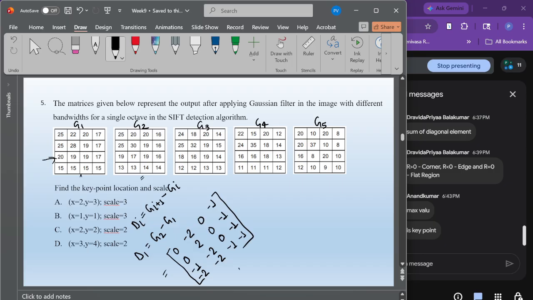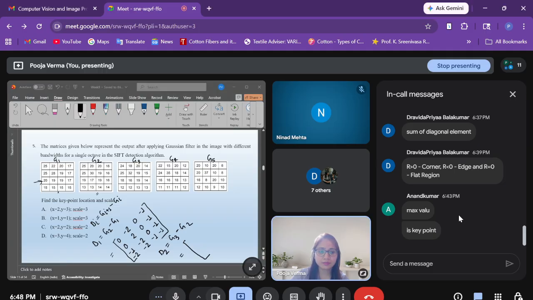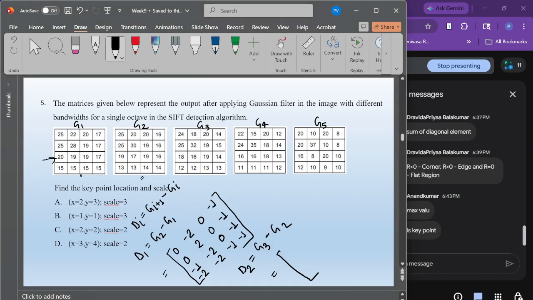Similarly, we have to calculate D2. So D2 is G3 minus G2, right? That means subtract each pixel point, or each location, from the given matrix. So if you subtract it, what values can we get? Anyone can tell? Just make it interactive so that we are able to solve it. Can you tell the values? Can you subtract the G2 matrix from G3?